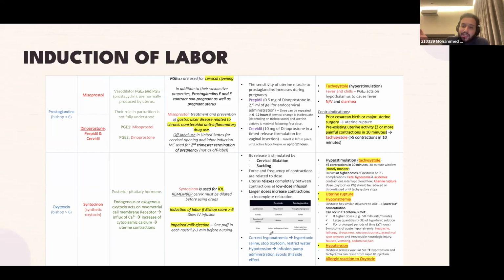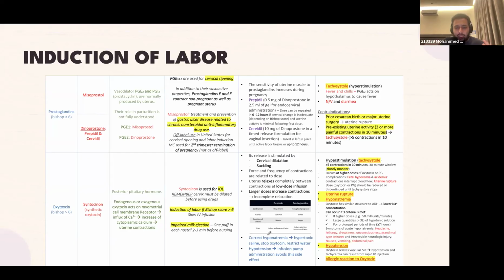If it's already above 6, the Bishop score, what drug can you give to induce labor? Oxytocin. That's pretty much it. And these are the two drugs that you need to remember. Prostaglandin, you give it if it's a Bishop score below 6. There's multiple forms, misoprostol, and then you have Prepidil and Cervidil. And they're used for cervical ripening.